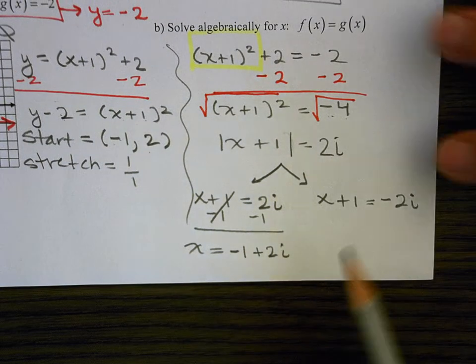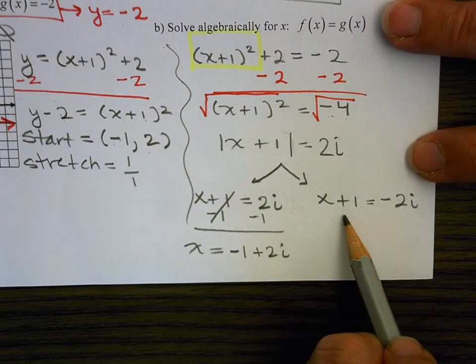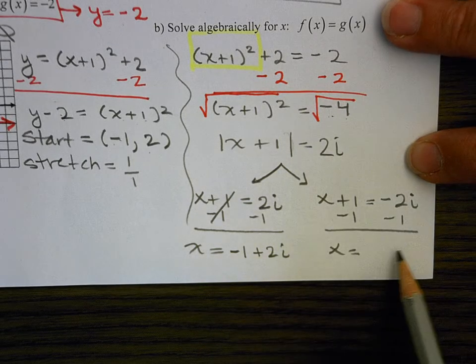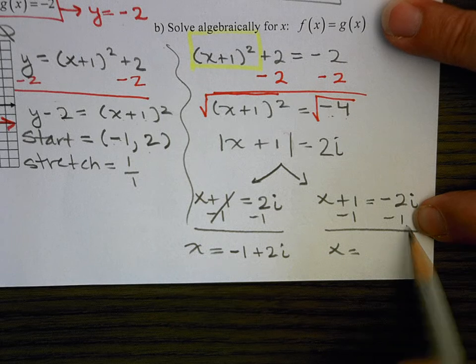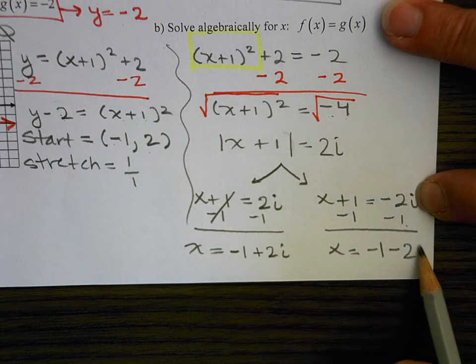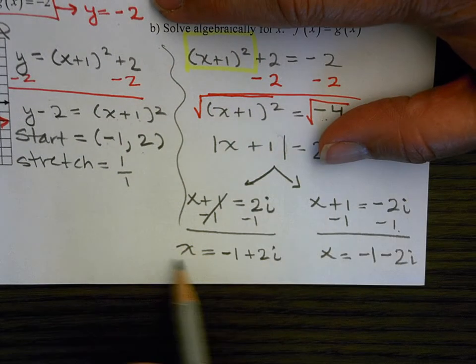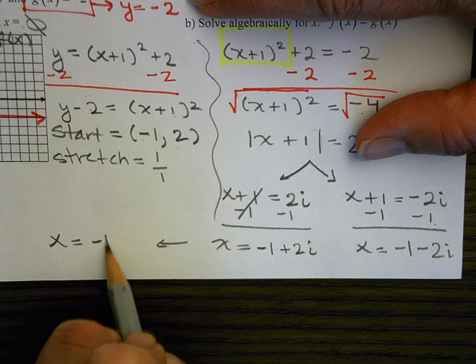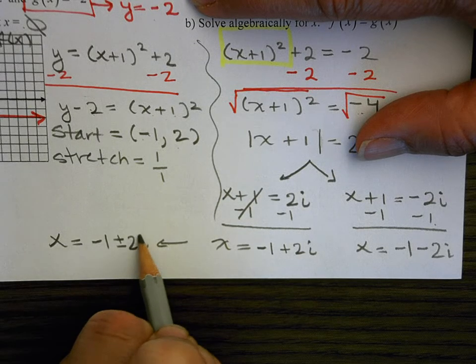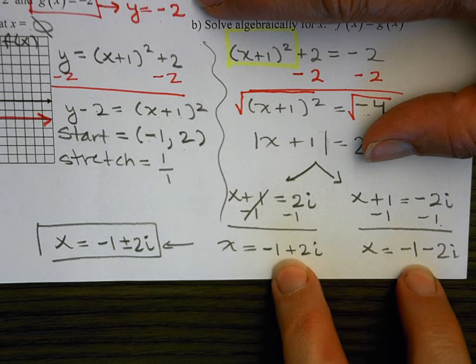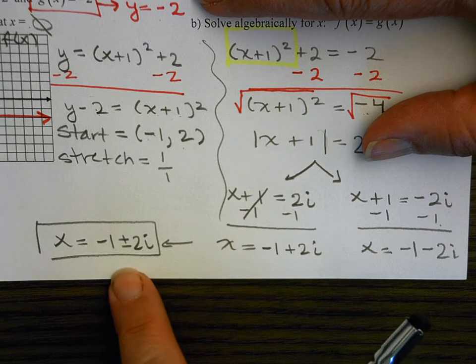And then on this side over here, I would do the same thing. So I'm going to subtract 1 from both sides. And then again, I want this one first, so the -1 would come first. That's a negative, so -2i. The other way I could have written that is x equals -1 plus or minus 2i, since they are conjugates. Either one would be fine. I could either leave them split like this, or I can combine them like that.